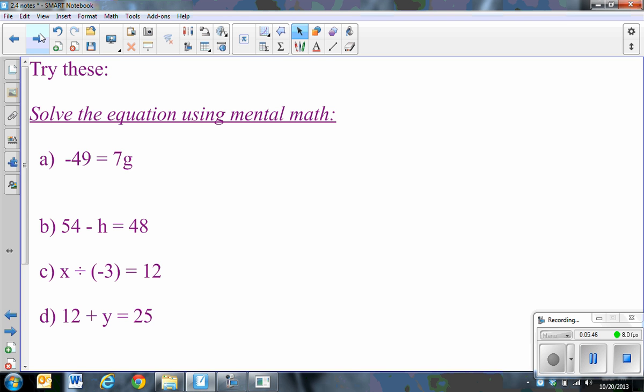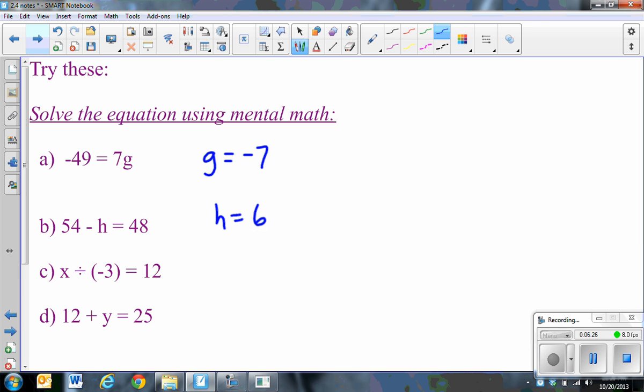Okay, ready? So in the first example, g would be negative 7 because 7 times negative 7 is negative 49. In the second example, 54 minus h equals 48. H would have to be 6. And another way to think about subtraction is to find the answer by counting up from 48. So we need to go from 48 to 54. So we go 48 plus 2 will give us 50, and then we need 4 more. So 2 plus 4 is 6 is our answer.